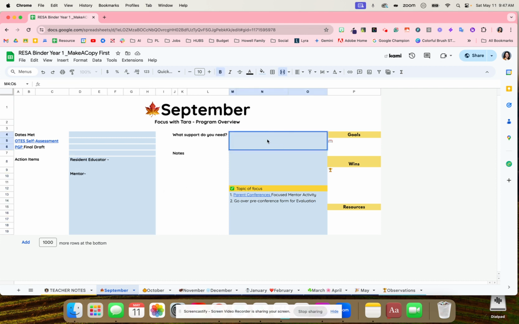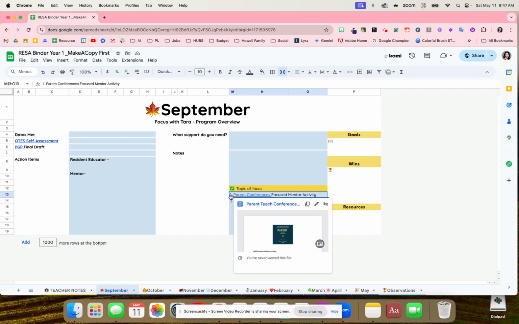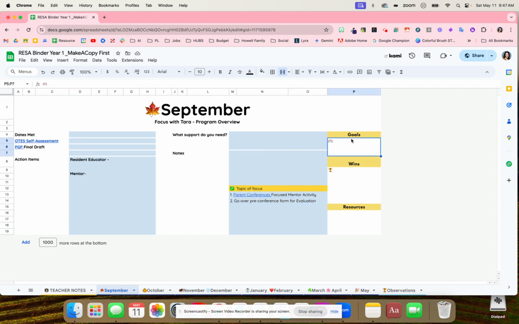Then they could write, okay, what support do I need? What notes did we have from our meetings? What's our topic of focus? So for this month, the topic of focus was parent-teacher conferences. And then it was to also go over those conference forms for an evaluation. They wrote their goals, their wins from the month, and then any resources that they shared.